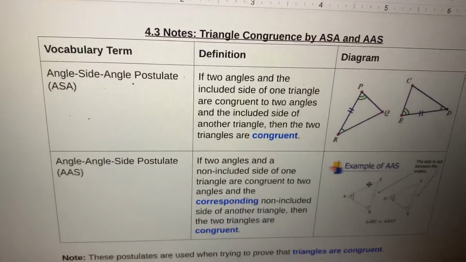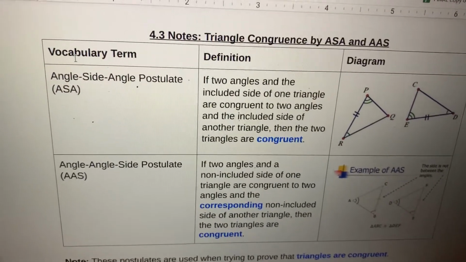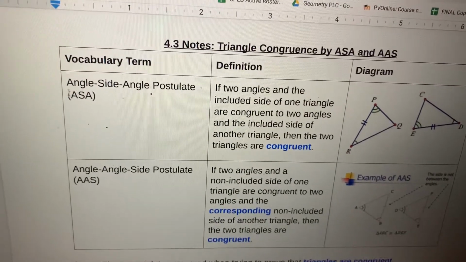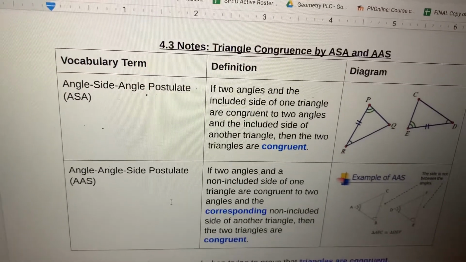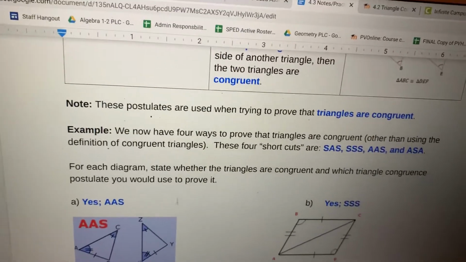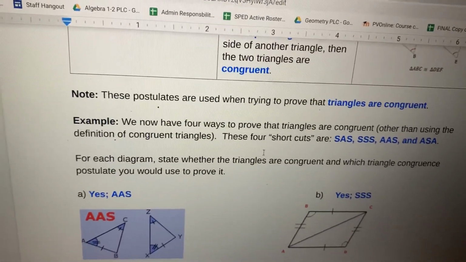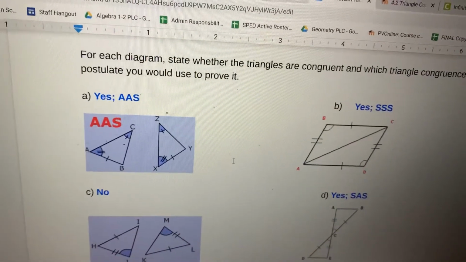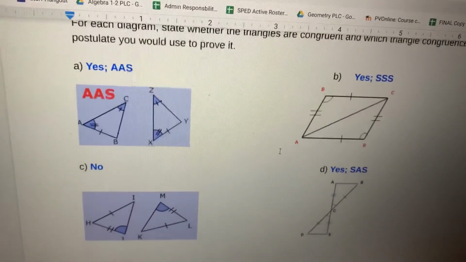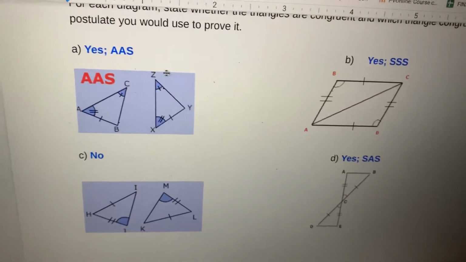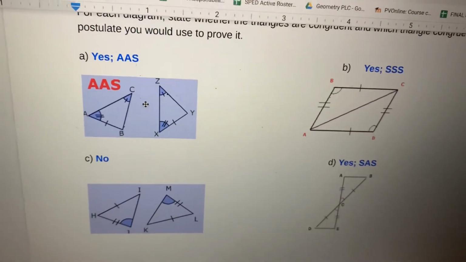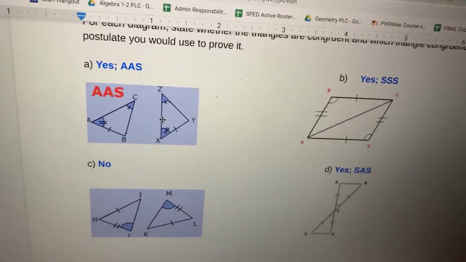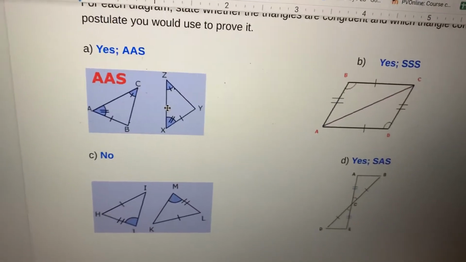So in 4.3, we're talking about angle, side, angle, and angle, angle, side. So we have ASA and AAS. So again, hopefully you already looked at the video. If you haven't, I would go back and watch it now. She does go over these 4 examples with you, which is good because this will be on your SR a little bit. So you have to determine if these triangles are congruent, which means they're going to have the same measurements based on the postulates that we know.